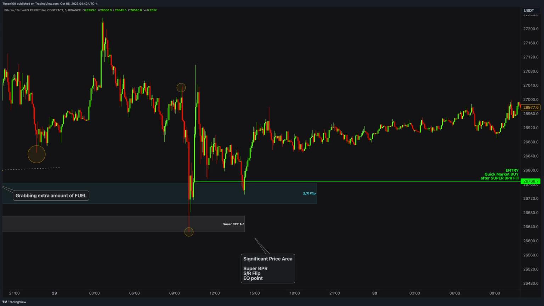Of course, notice how the structure shifts right here, with this inner market structure break after the 9:30 a.m. New York Open. That is your true entry. I only used my own experience to enter early.